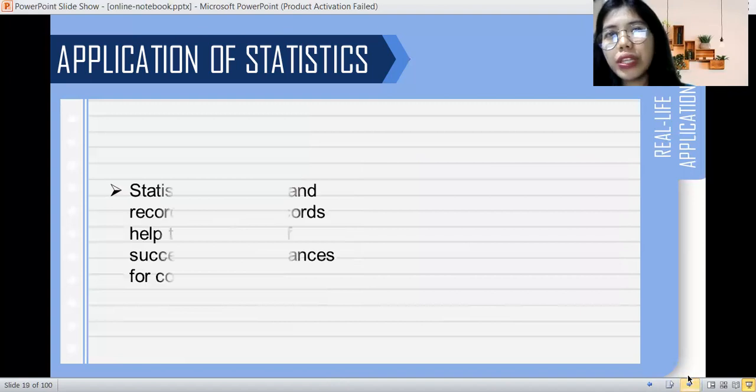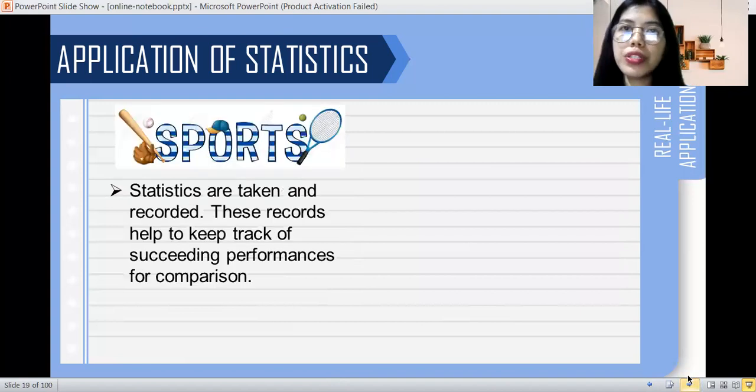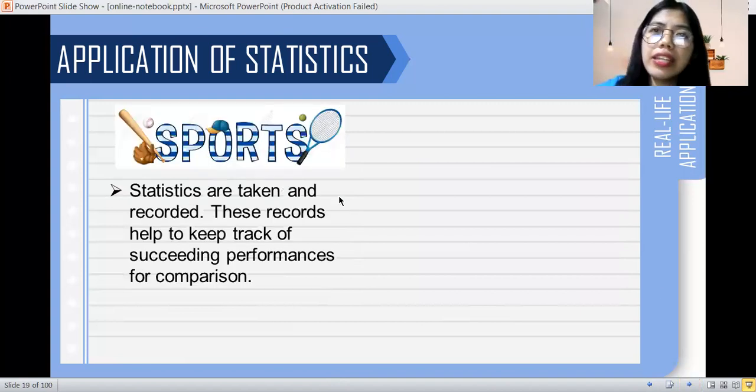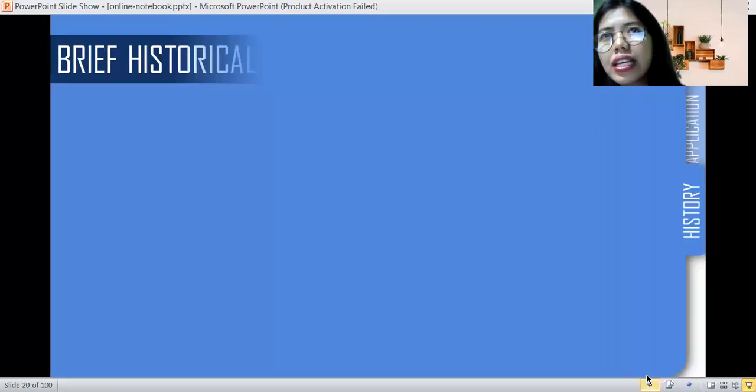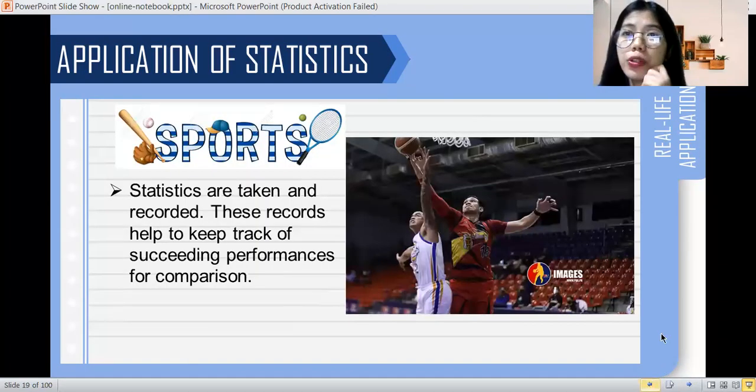we also have in the field of sports. Statistics are taken and recorded. These records help to keep track of succeeding performances. Let's take a look at an example. So, example pa natin dito is a basketball game.